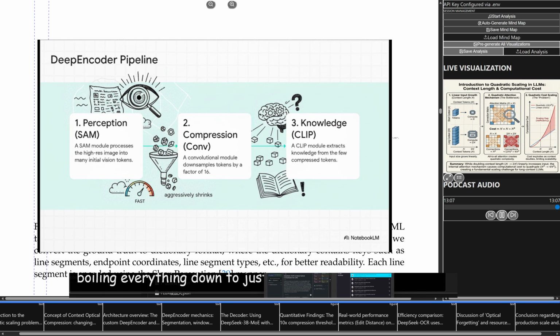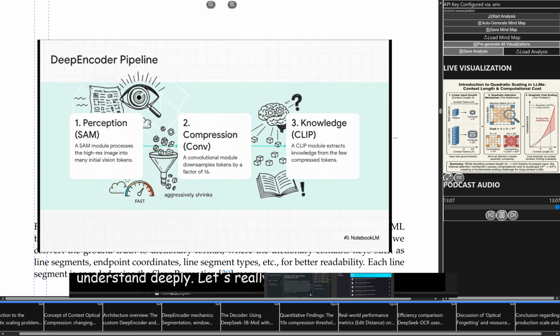It's a really simple but totally brilliant process. Step 1, the perception part, looks at the whole page in all its high-res glory. Step 2, the compressor comes in and just aggressively shrinks all that data down. And finally, step 3, the knowledge module gets this tiny compressed summary and deeply understands it. So the mantra is perceive broadly, compress aggressively, and then understand deeply.